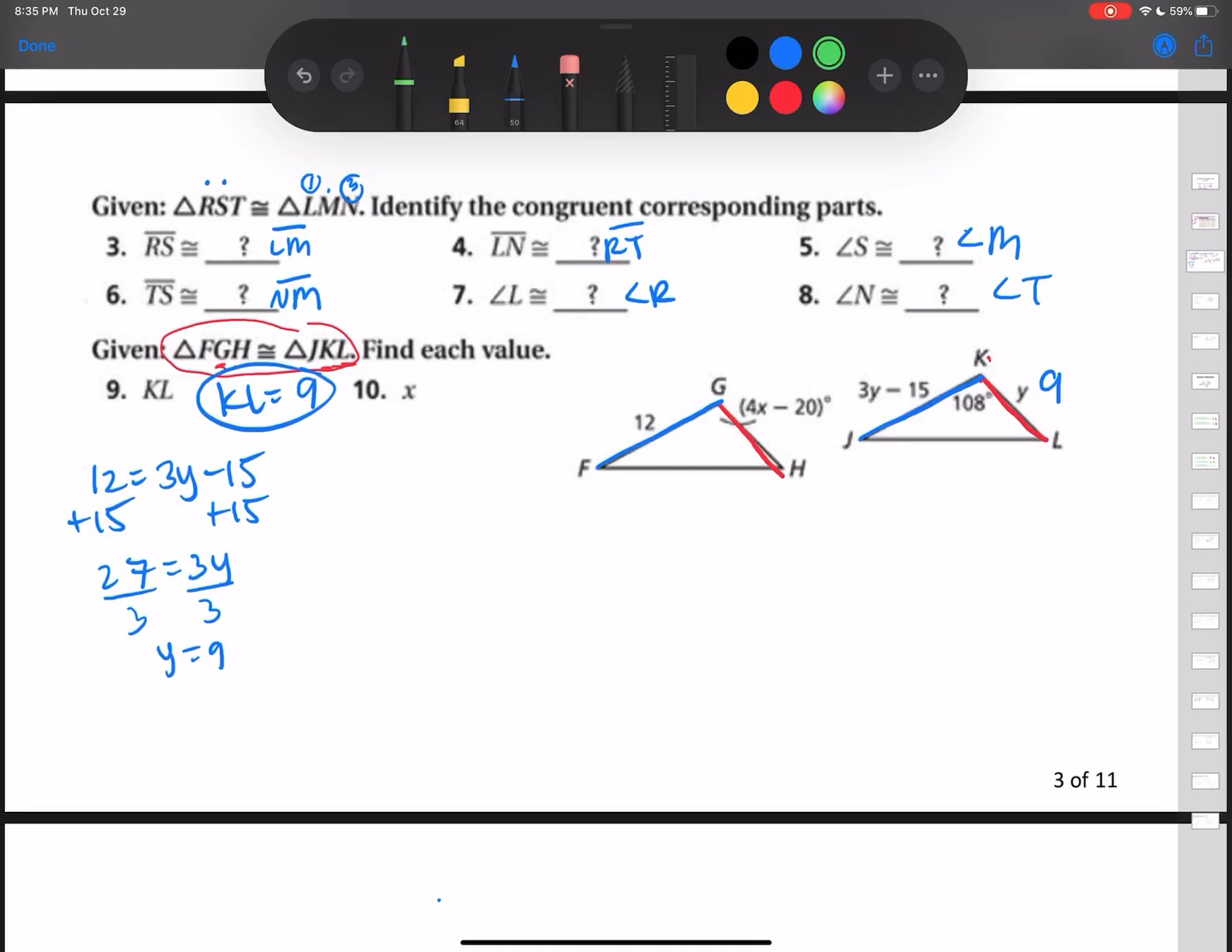Okay, for X, we're going to use the angles. If angles are congruent by definition, again, of congruence, that means that the measures are equal. The measures are equivalent. So I can take 4x minus 20 and set it equal to 108. So plus 20, 4x equals 128, and that's going to be 32.